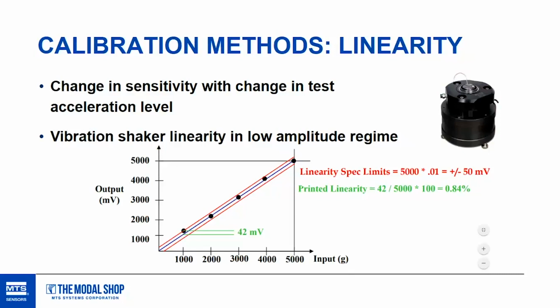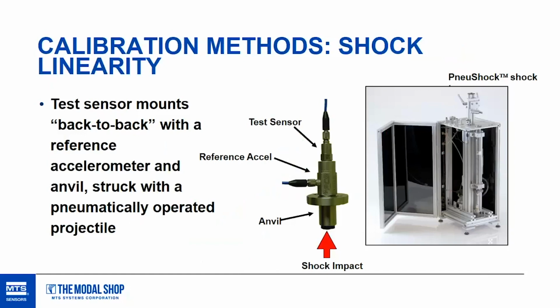So what if you want to go higher? This is the other means of excitation for linearity. It's the same kind of concept with a back-to-back type calibration. You have a test sensor on the top here, and you have a reference accelerometer on the bottom. They're mounted in the back-to-back configuration, and you make that same assumption that the acceleration level that those two sensors see is the same. The difference here is instead of shaking these two items continuously with a sine wave, you excite them with a shock impact in a half sine pulse.